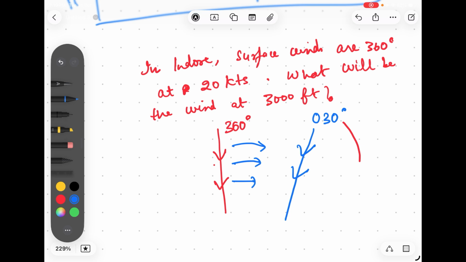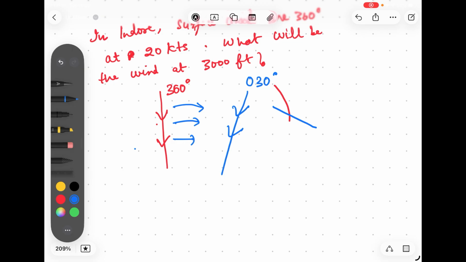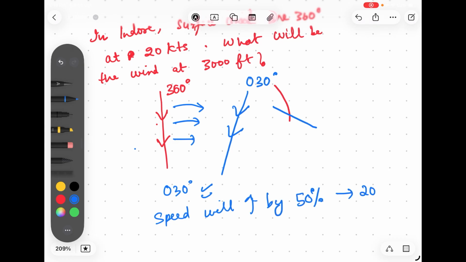And when it is 30 degrees, how much is it? The wind will increase by 50%, like we just read over the land, right? So the answer would be 030 degrees, and the speed will increase by 50%. So my speed was 20 knots, so it will be 20 plus 20, that is 40 knots. Okay, so this kind of question can come, not very likely, but could come. And we know that the wind is backing at the surface, so at a higher level the wind should be coming from the right, so it will be veering. So using the 30 and 50% rule, we can solve such kind of question.